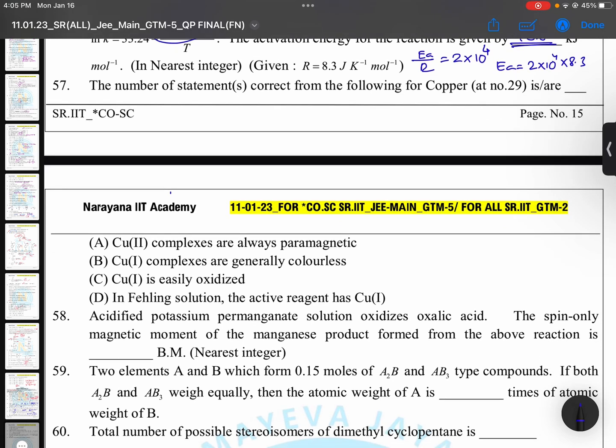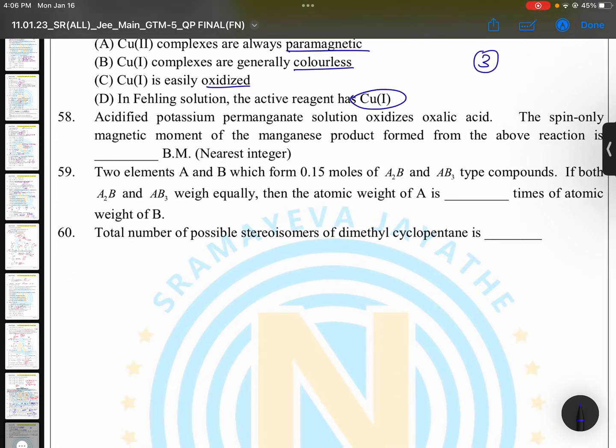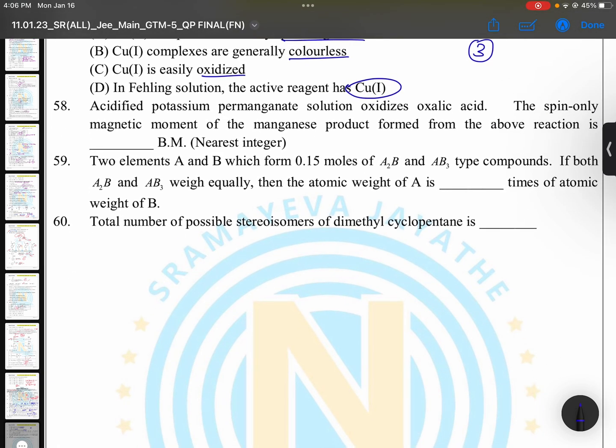The number of correct statements for the following: copper 2 complexes are always paramagnetic because they contain one unpaired electron. Copper 1 complexes are generally colorless, right? Copper 1 is easily oxidized to copper plus 2. In Fehling's solution, the active reagent is copper 2, not copper 1. So 3 are correct statements. Fehling's solution, copper 2 sulfate.